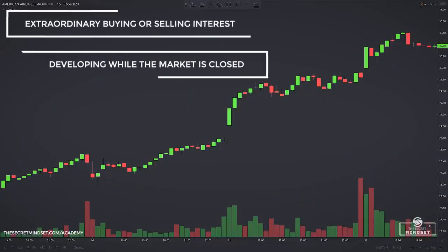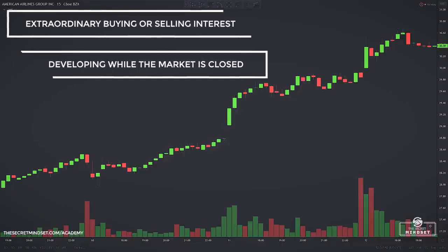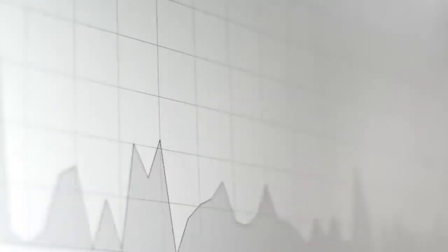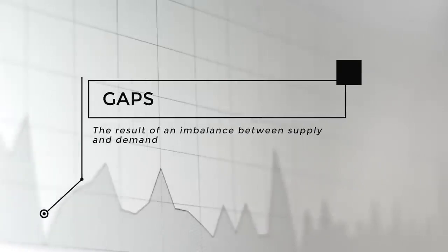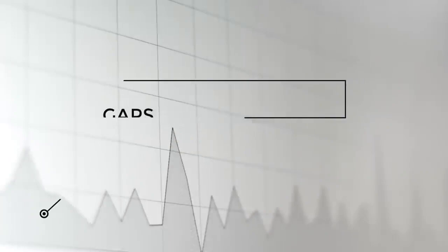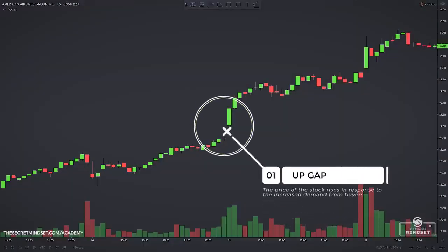Gaps result from extraordinary buying or selling interest developing while the market is closed. For example, if an earnings report with unexpectedly high earnings comes out after the market has closed for the day, a lot of buying interest will be generated overnight, resulting in an imbalance between supply and demand. When the market opens the next morning, the price of the stock rises in response to the increased demand from buyers. If the price of the stock remains above the previous day's high, then an up gap is formed.